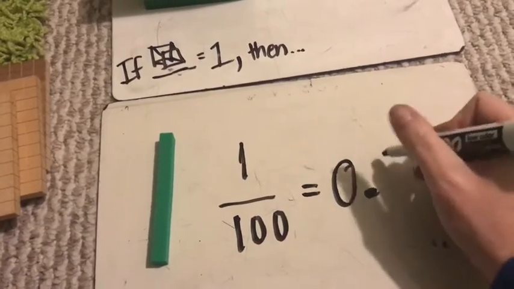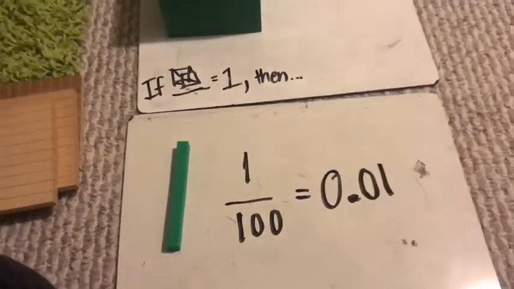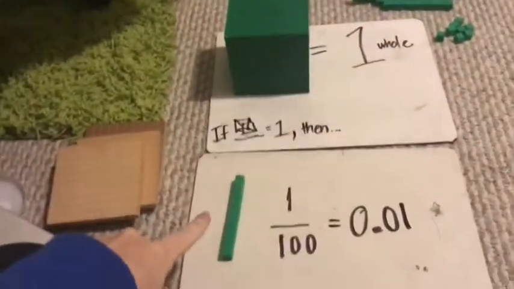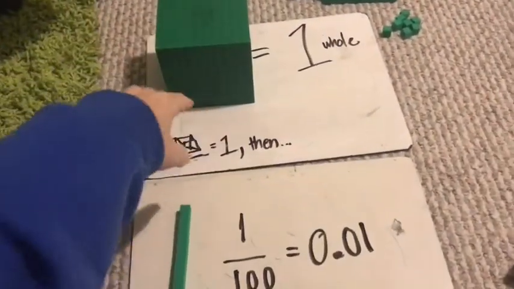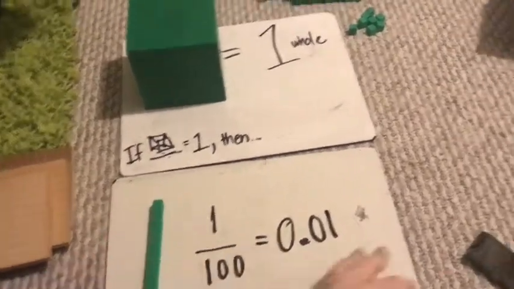So my 1 is going to go in the 100ths place. I've already done 100th with the unit and the flat, but now I'm doing 100th with the cube and a long. See how that works? So if this is 100th, let's just try another one with that same piece.